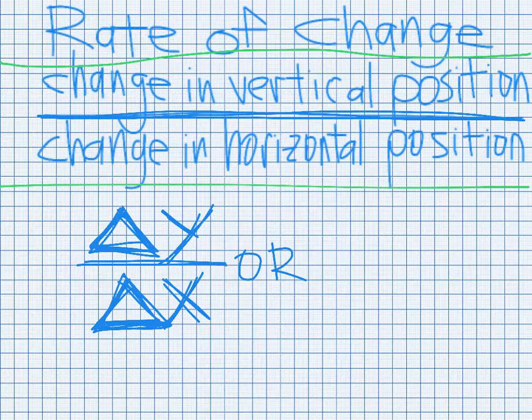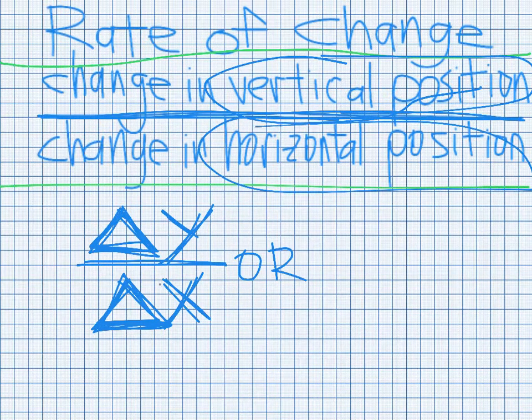this says up here. The change in the vertical position is the y values. It's the change in the y's. The change in horizontal position is the x values, because that goes side to side. Now, another way to write that, you can write delta y over delta x. That means the change in the y's compared to the change in the x's.